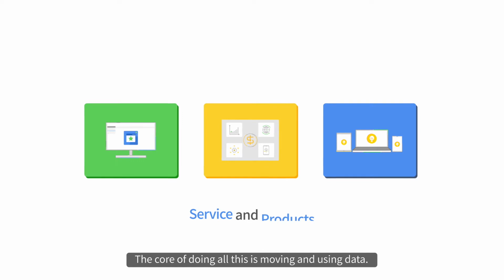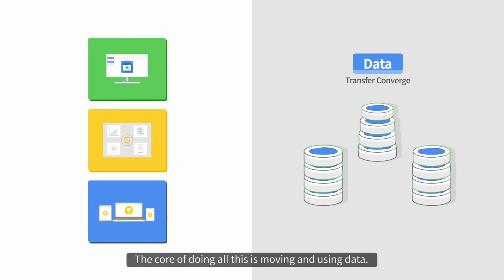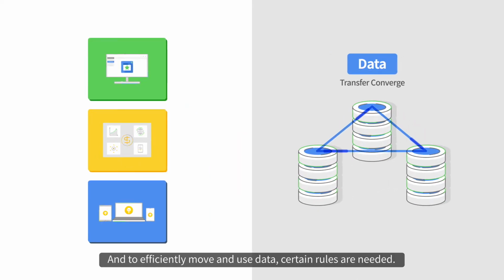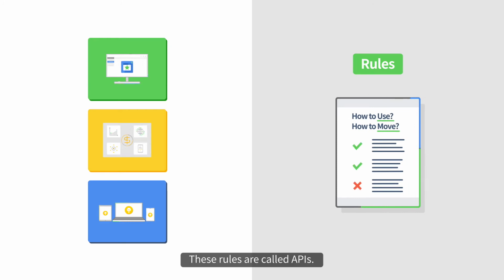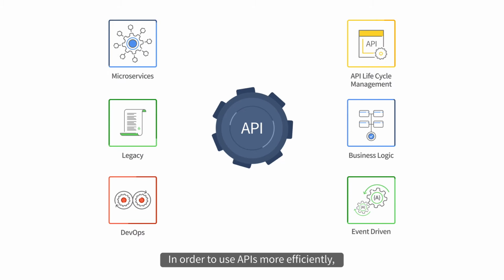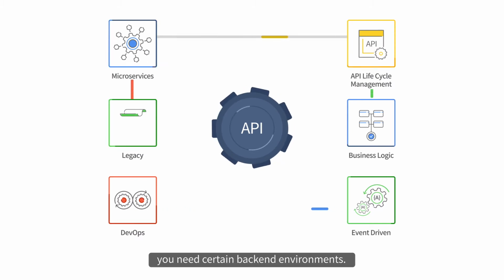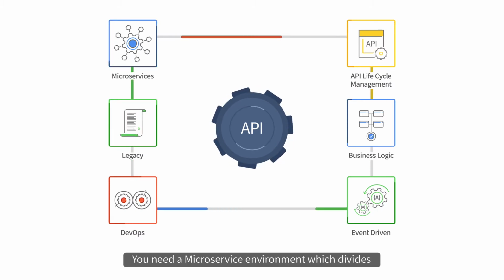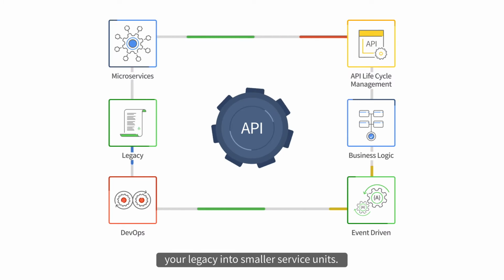The core of doing all this is moving and using data. And to efficiently move and use data, certain rules are needed. These rules are called APIs. In order to use APIs more efficiently, you need certain backend environments. You need a microservice environment which divides your legacy into smaller service units.